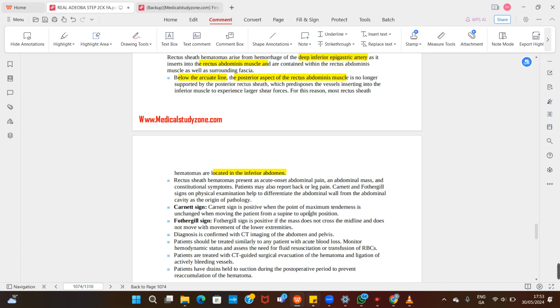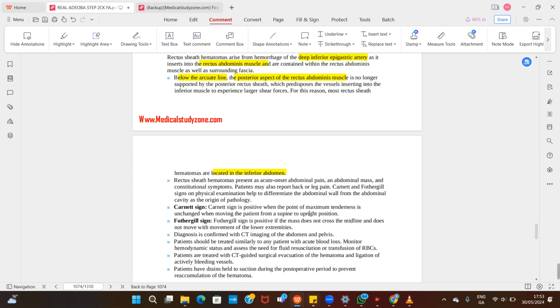So for the Carnett test, what you are just trying to do is tense the rectus abdominis muscle, and with tensing of the rectus abdominis muscle, you expect the pain to get worsened, right? That's what you do. So you tell the patient to lie supine, they stay supine, then later they sit up.